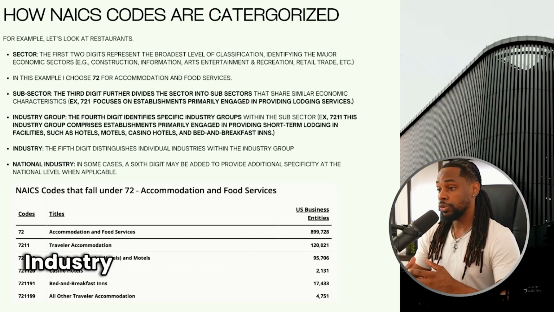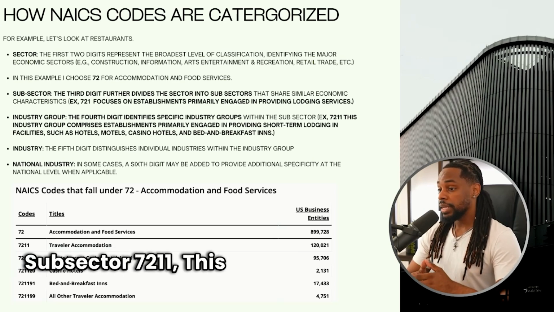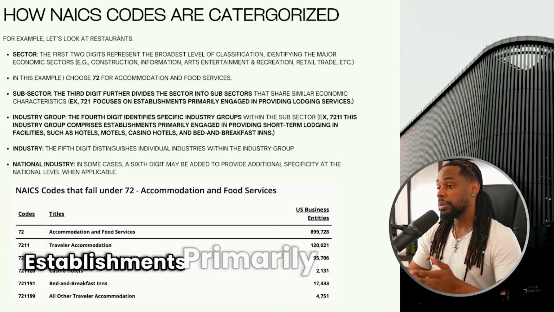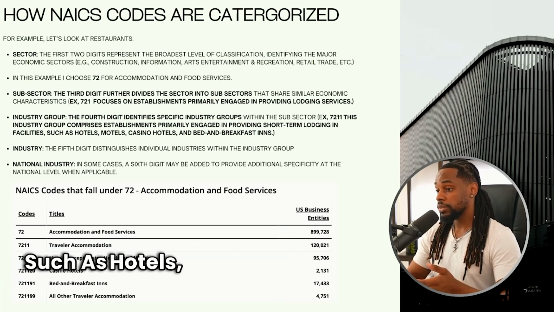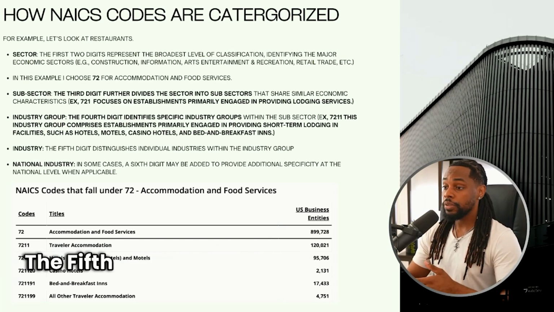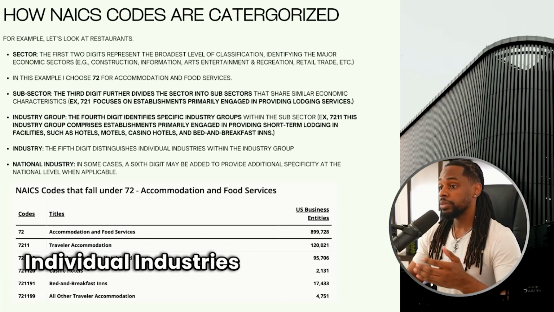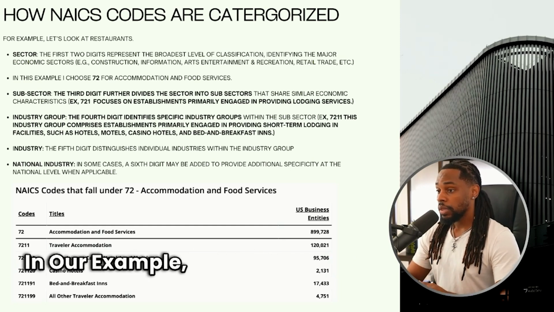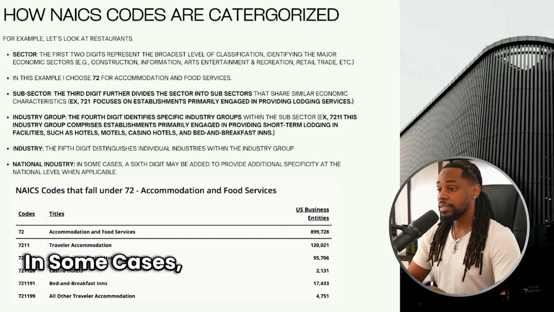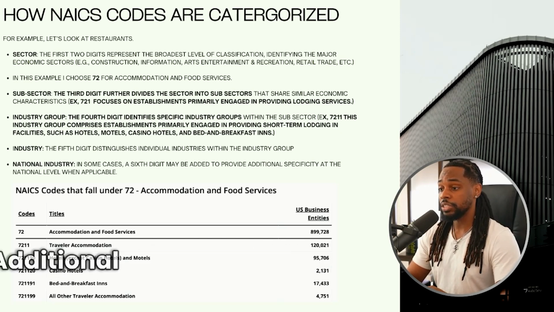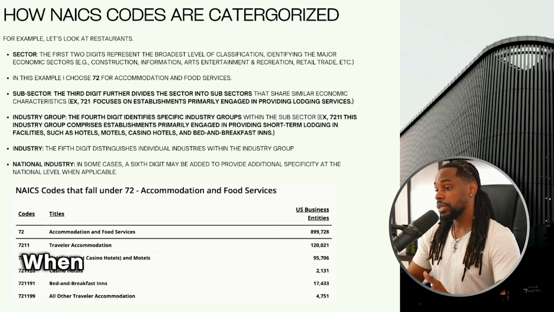After that, we have industry groups. That's the fourth number that identifies a specific industry group within the subsector. 7211. This industry group comprises establishments primarily engaged in providing short-term lodging in facilities such as hotels, motels, casino hotels, and bed and breakfast inns. The fifth number distinguishes individual industries within the industry group in our example. And as you see, the last number is for the national industry. In some cases, a sixth number may be added to provide additional specifics at the national level when it's applicable.